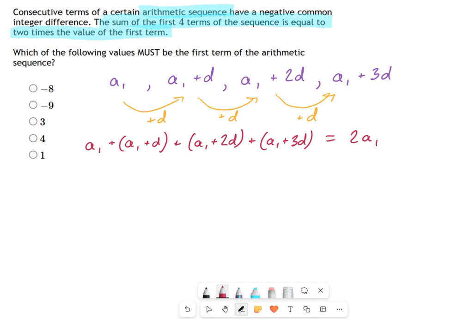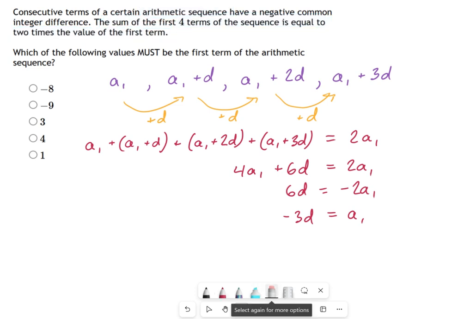That's our equation. Now let's just see what we can do to clean this up. If you combine like terms, you're going to get 4A1 plus 6D on the left and 2A1 on the right, which becomes 6D equals negative 2A1 when you subtract. And then it becomes negative 3D equals A1. Okay, well, that's kind of interesting, but it still doesn't tell me what D is, right? It doesn't tell me something really important. It doesn't tell me what A1 is, but I have one last thing that we haven't talked about.